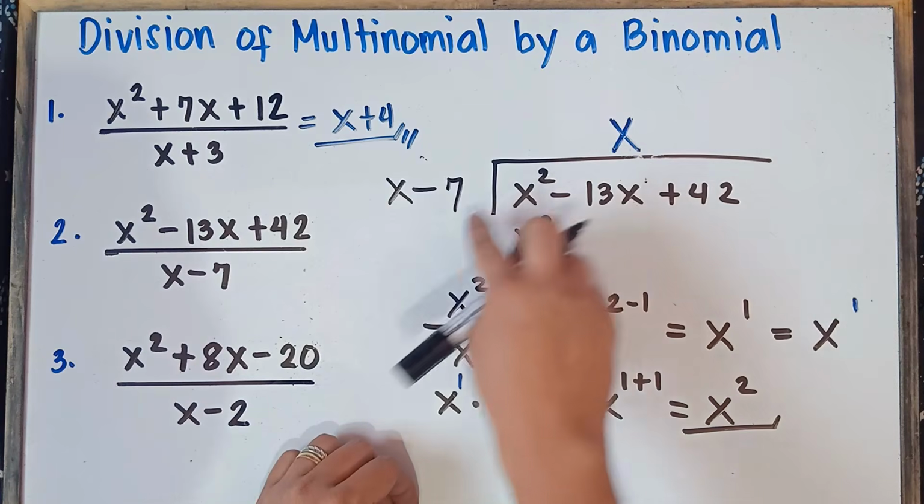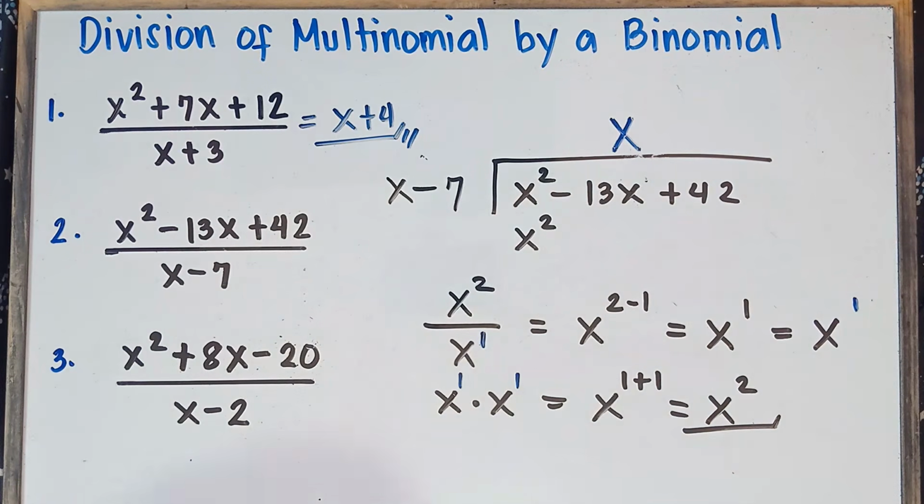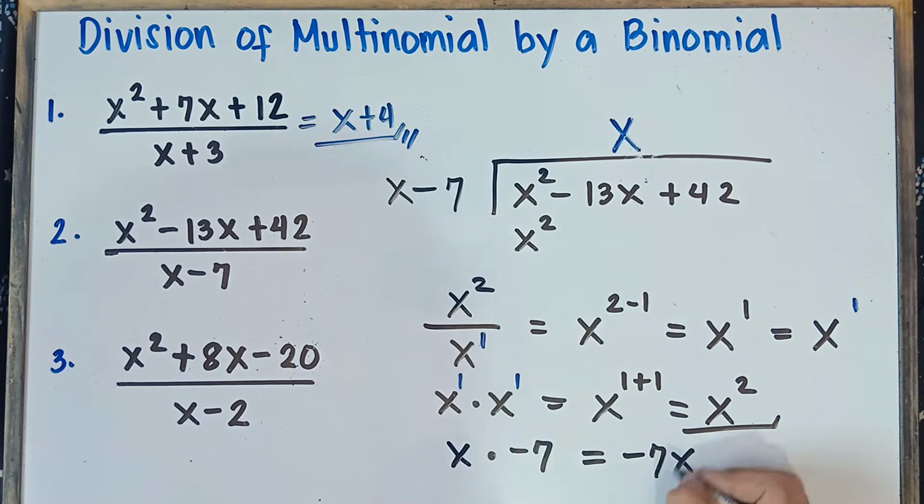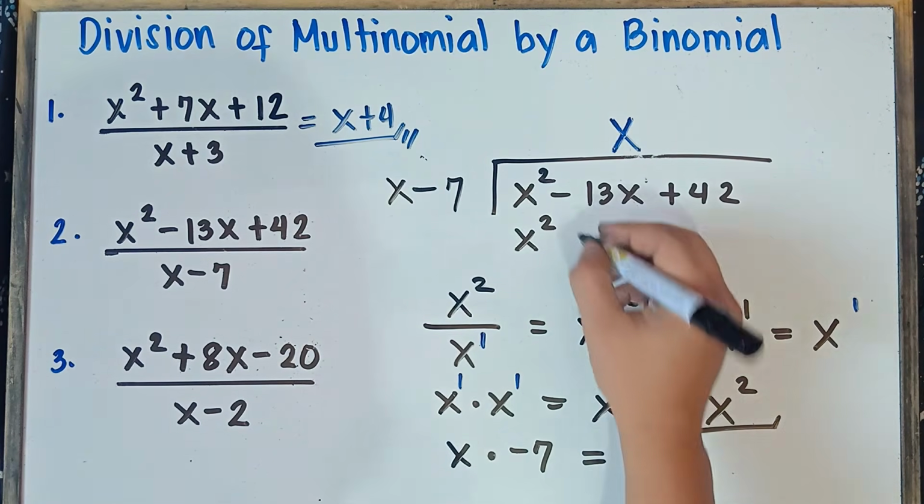And then x times negative 7. What's the answer, class? That's correct. That would be negative 7x. Positive times negative is negative. x times 7 is 7x. So x times negative 7, that would be negative 7x.